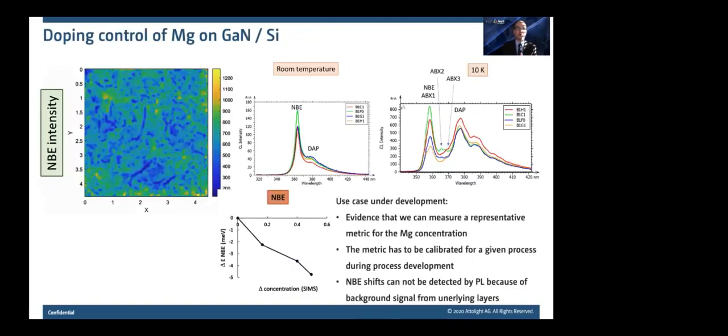So let's see on the next slide which of these factors we can control with our solution. First of all, the magnesium. We have very good evidence that by using our catalytic technology, we can measure a representative metric for the magnesium concentration by looking at the emitted light under electron beam irradiation. Now this needs very careful calibration. The metric has to be calibrated for a given process during process development. And what we also see is that having electrons here has a very big advantage, because when we try to do the same thing with photoluminescence, we get a very strong background signal from the underlying layer that washes out the signal we really want to observe.